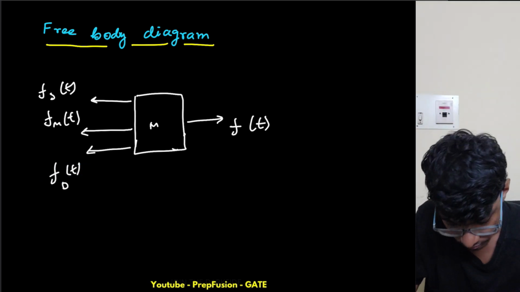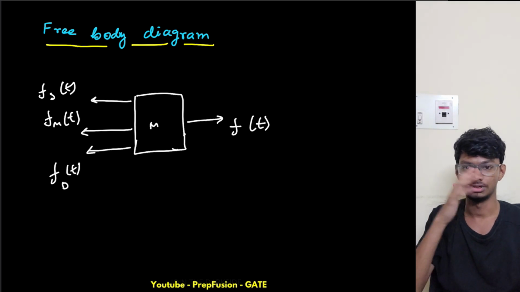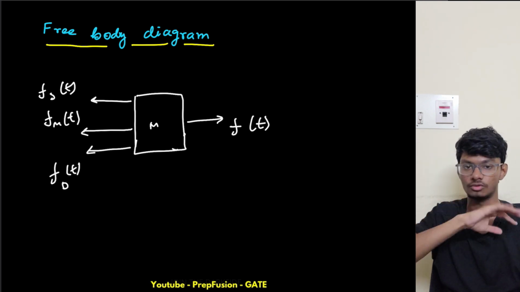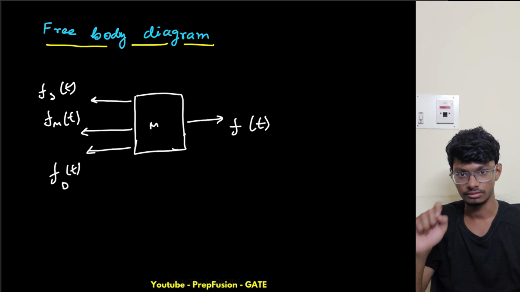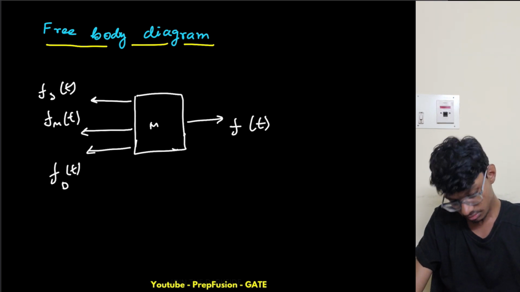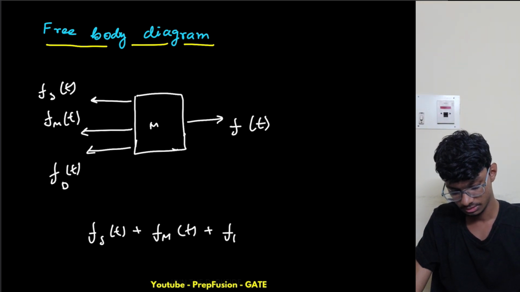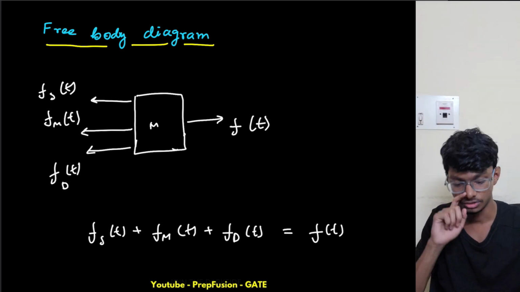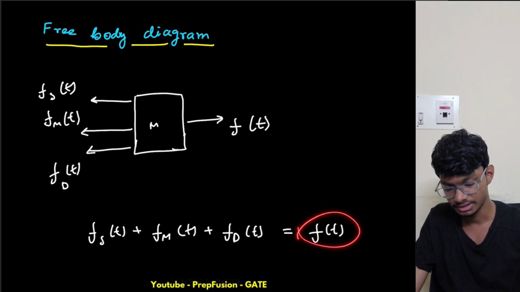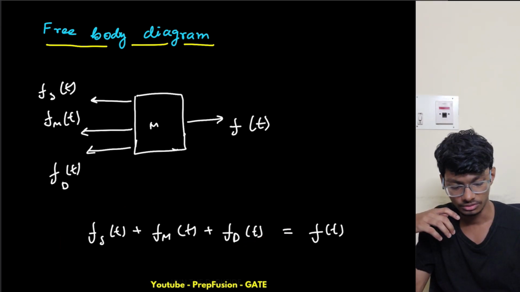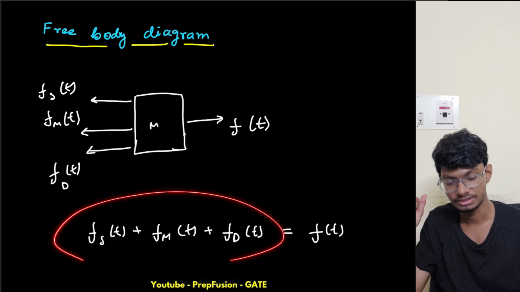Now what do I do? I apply the equilibrium. Basically the forces on the LHS and the RHS should be equal to each other. Only then I'll get the equilibrium condition. So my left hand side has Fs of t plus Fm of t plus Fd of t, and the right hand side has F of t, the force that I'm applying. This is basically the input. And these are the responses that I'm getting. Due to this input, I'm getting some responses. So these are my 3 responses.